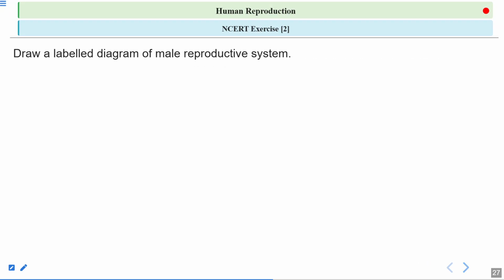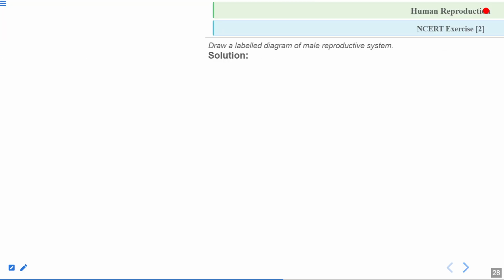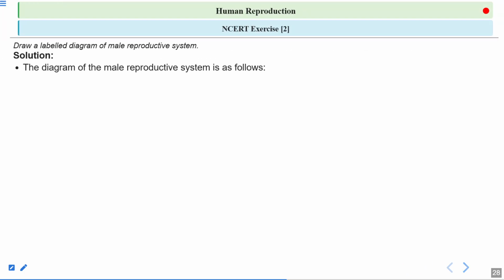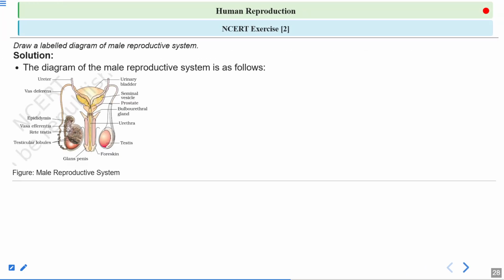Now draw a labeled diagram of the male reproductive system. You have to draw a well-labeled diagram of the male reproductive system. So let's have a look at the answer now. So this is the labeled diagram of the male reproductive system.